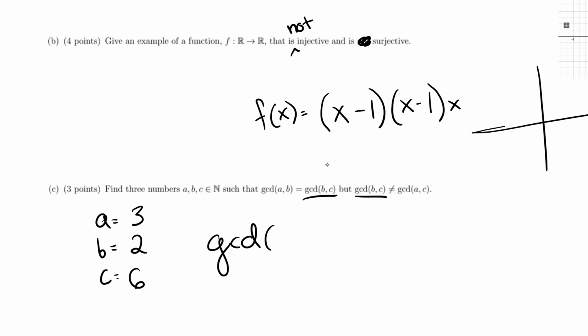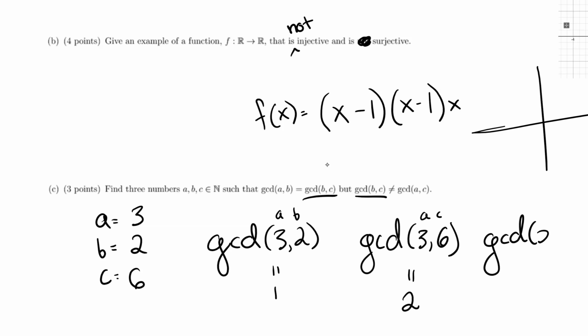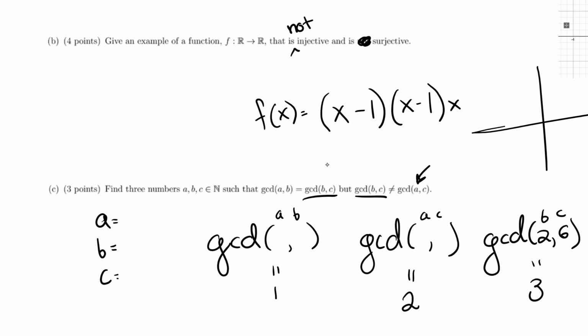Alright, so A, B would be 3, 2, so that'd be 1. 3, 6, that'd be 2. GCD of 2, 6. Oh yeah, that doesn't work. Okay. What if we do... Okay, wait. Alright, now let's... Instead of just guessing, let's do this systematically.